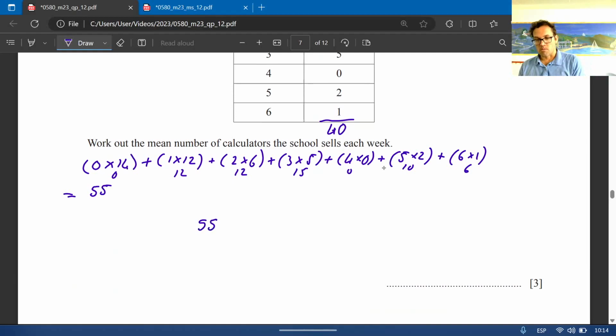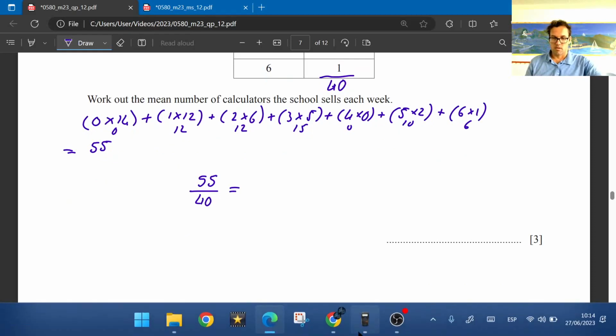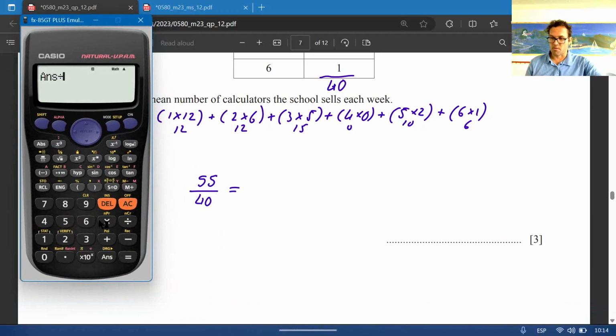We want to know how many per week. How many weeks did they sell that? 40. Divide that by 40. So 55 divided by 40 is 1.375.